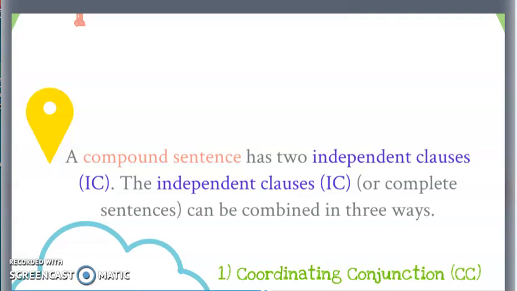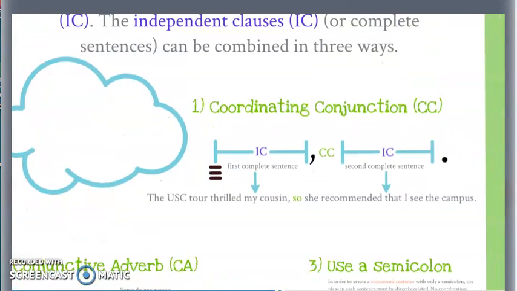First is through coordinating conjunctions. For example, the USC tour thrilled my cousin, so she recommended that I see the campus. Here, the first independent clause is the USC tour thrilled my cousin, separated by a comma, joined by the coordinating conjunction so, followed by another independent clause.